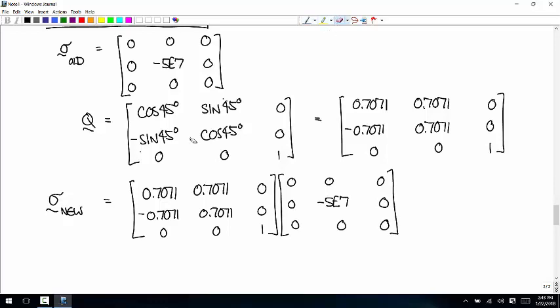Times the transpose of Q. So now the old rows are now columns. So this would be 0.7071, going across the rows, negative 0.7071, 0, and then 0.7071, 0.7071, 0, 0, 0, 1.